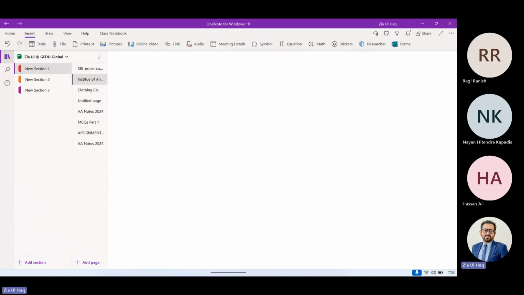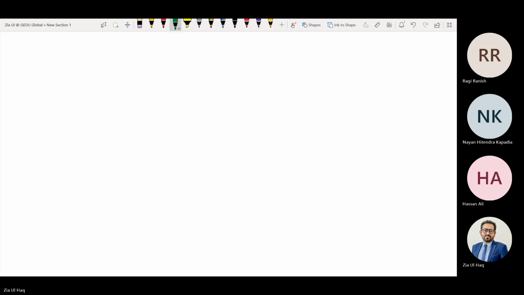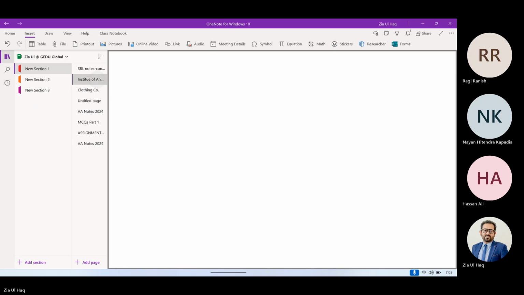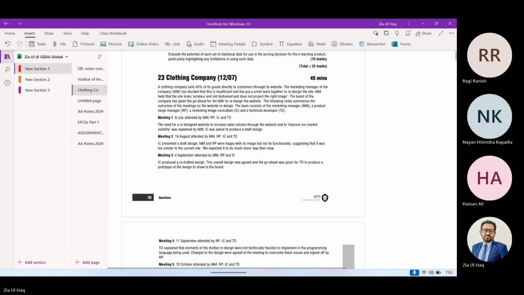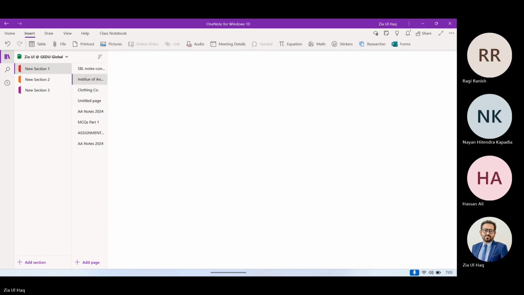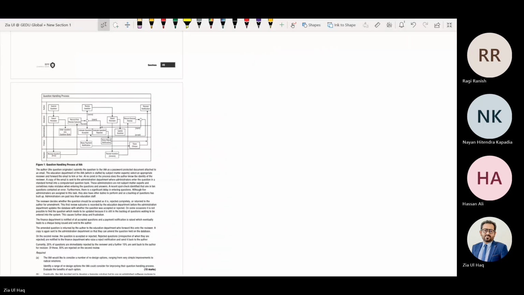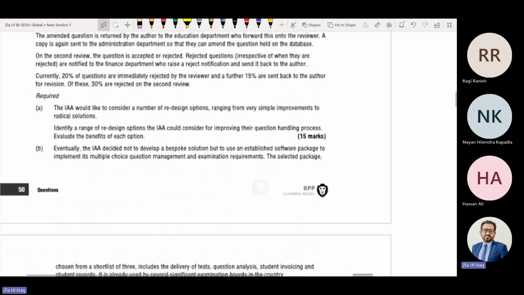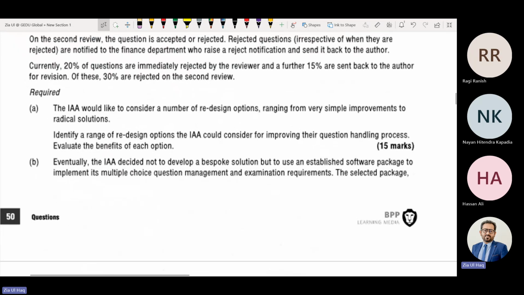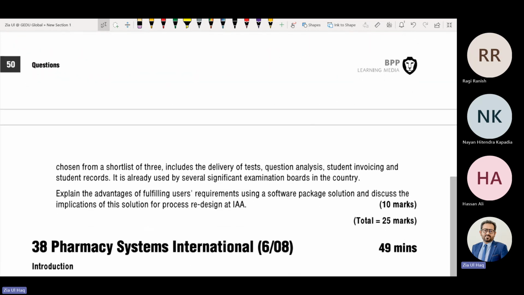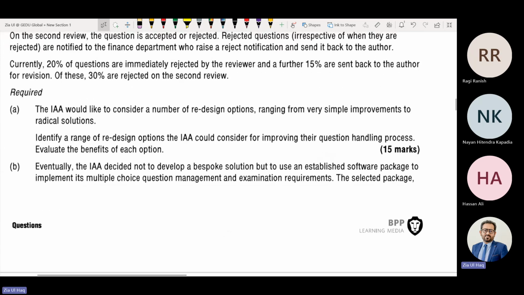Institute of Analytical Accountant. My question. Yeah, it's there. So there are two requirements of the question, requirement A for 15 marks and requirement B for 10 marks, altogether a 25 marks question. So just focus on requirement A first.